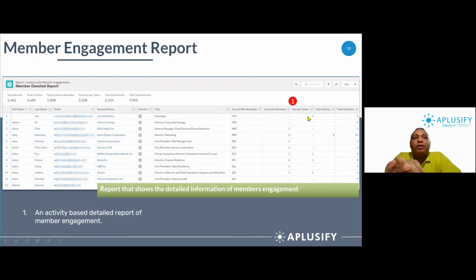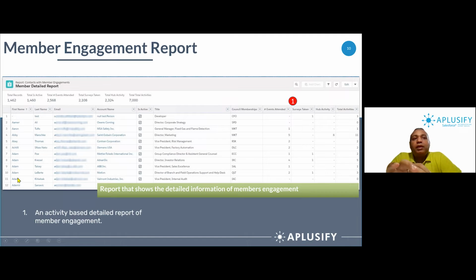So surveys taken: one. Then Amir Ali, he has not done anything. Activity zero. Then we have Aaron, who has actually attended one event. So you can see the number of activities your members are engaged in, right? The more activities they are engaged in, the more active your members are, and the more the chances of their renewal are, right? So if they are not engaged in any kind of activities, you need to work on them.